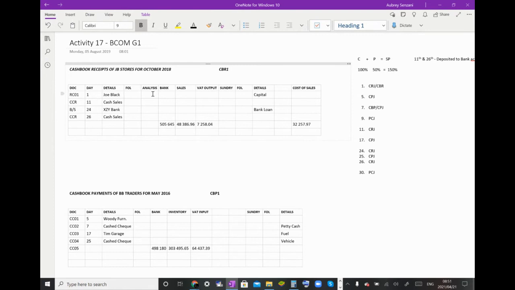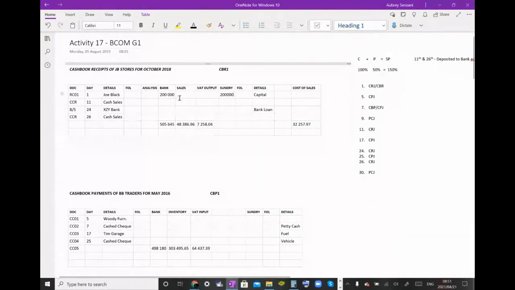Now obviously, because he wrote us a check, the money never went into the actual till, it went straight into the bank. So we put that 200,000 there. There's no VAT on capital, so we go straight to sundry, because we know the other account that's affected by this is the capital account.